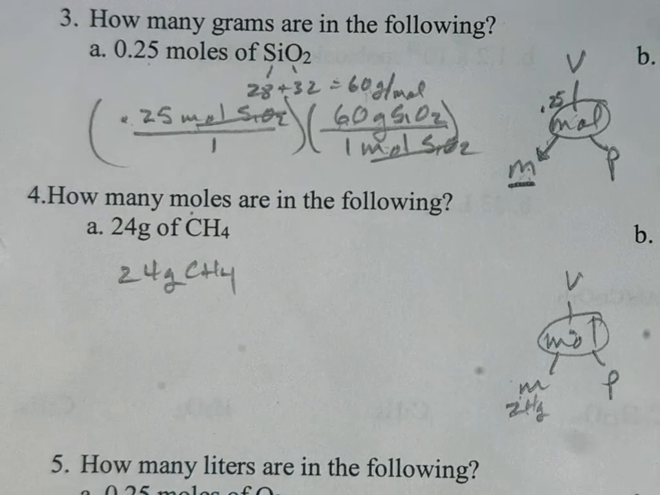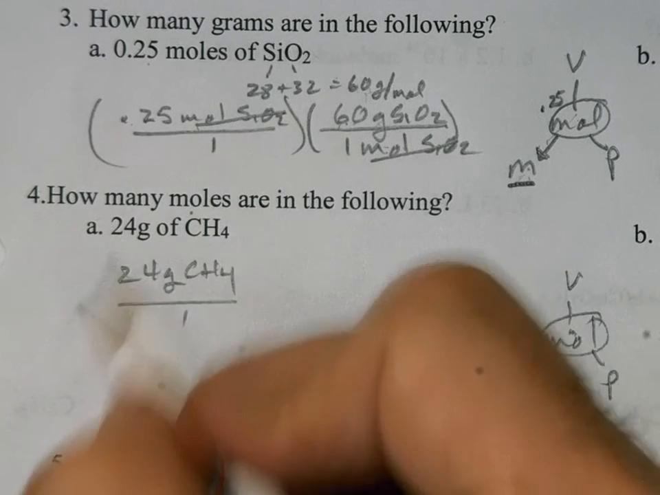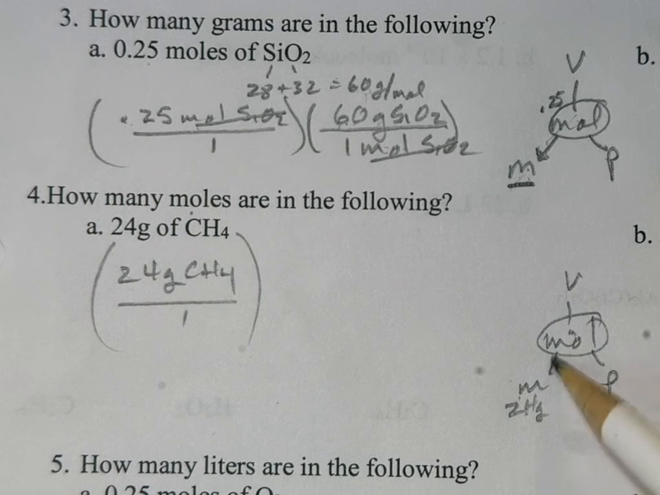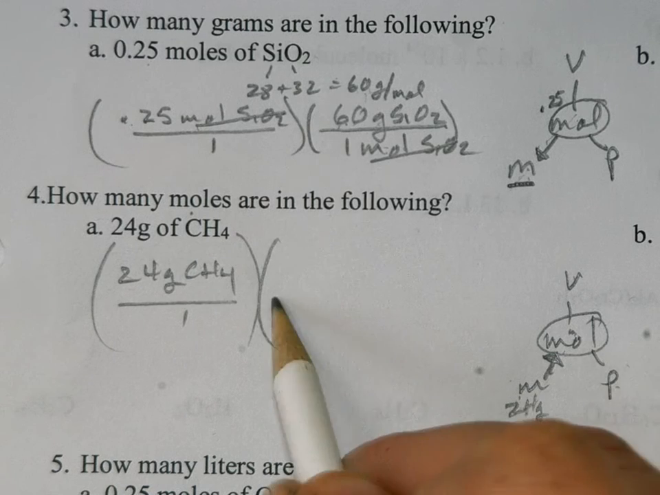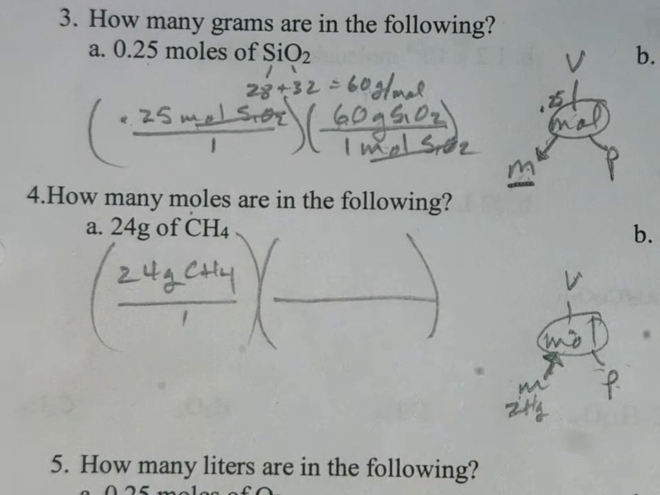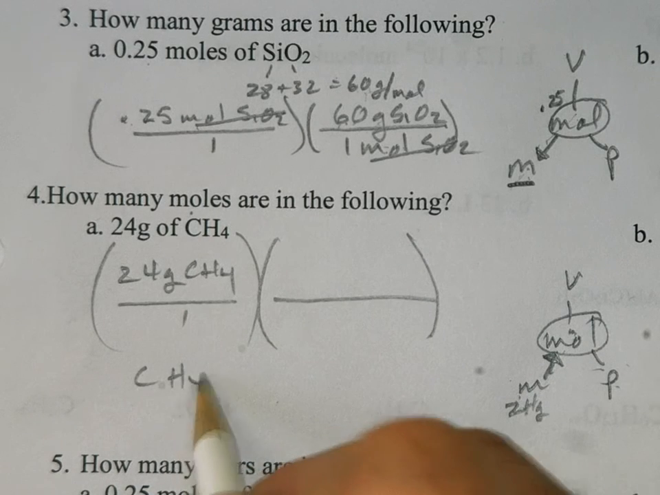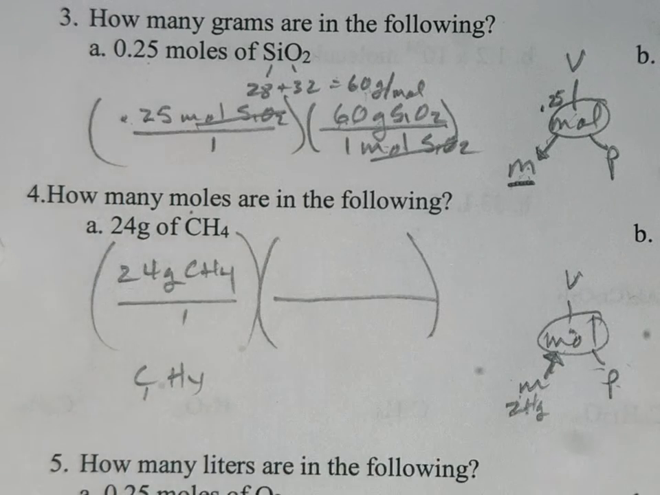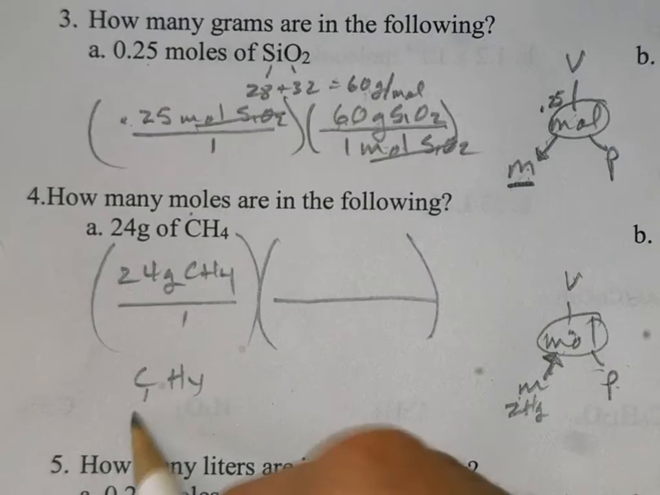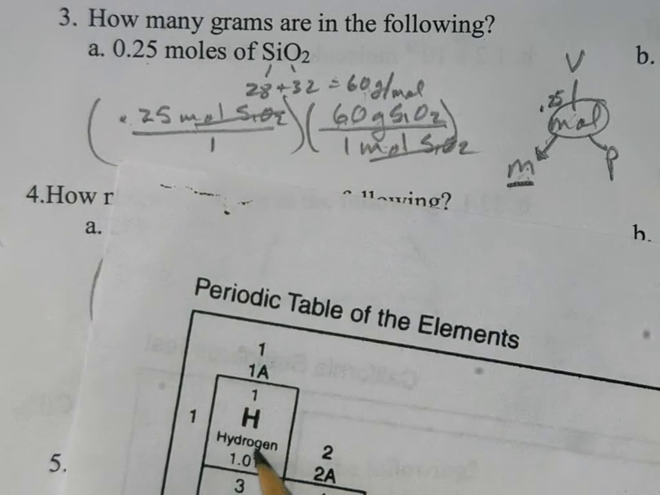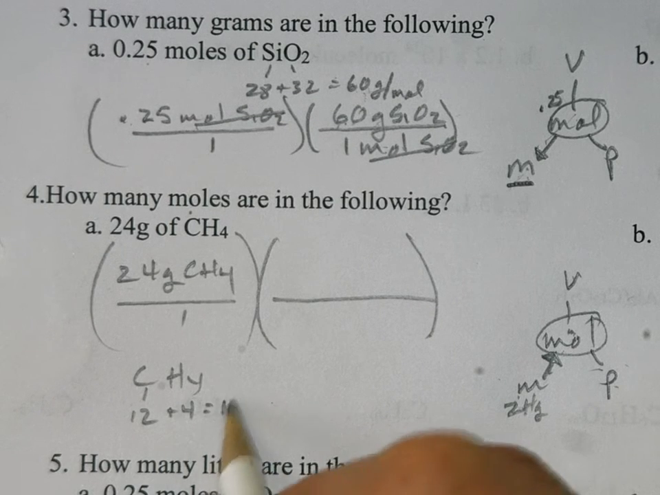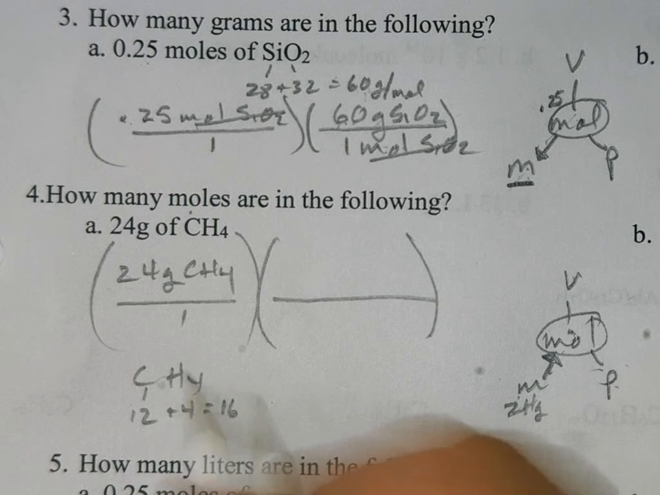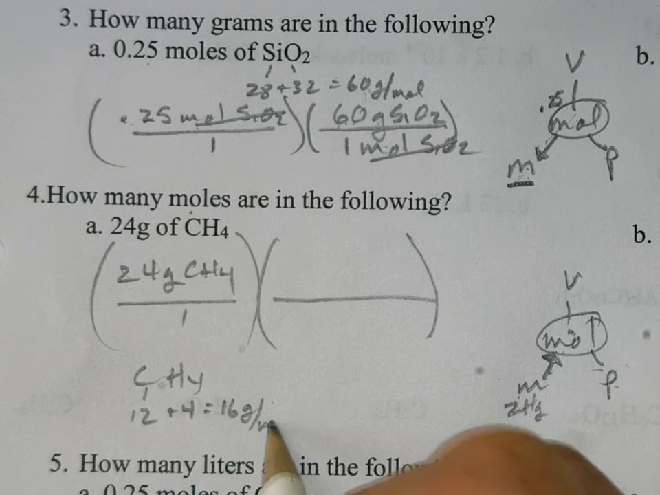So we'll get that over 1. That's our given. And since we are going towards the mole now, we're going to divide. Anytime you're moving away from the outer part of the MVP triangle, you're dividing. So we're going to now divide by the molar mass of CH4. Carbon, when you look on the periodic table, has a mass of 12. Every hydrogen has a mass of 1. Since we have 4 of them, it'll be 12 plus 4. And the molar mass for methane, by the way, is going to be 16 grams per mole.